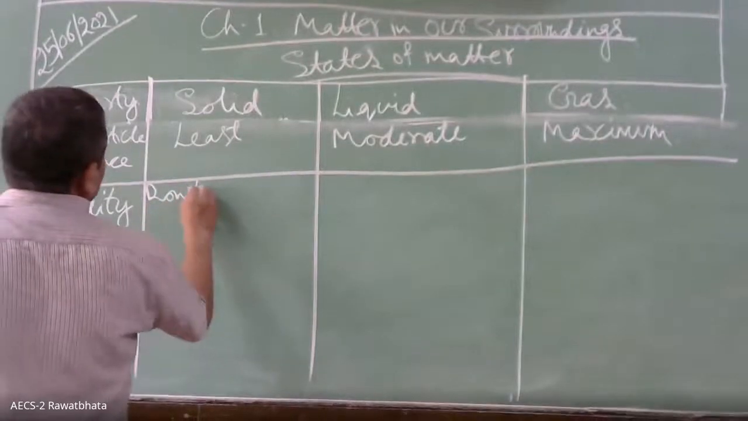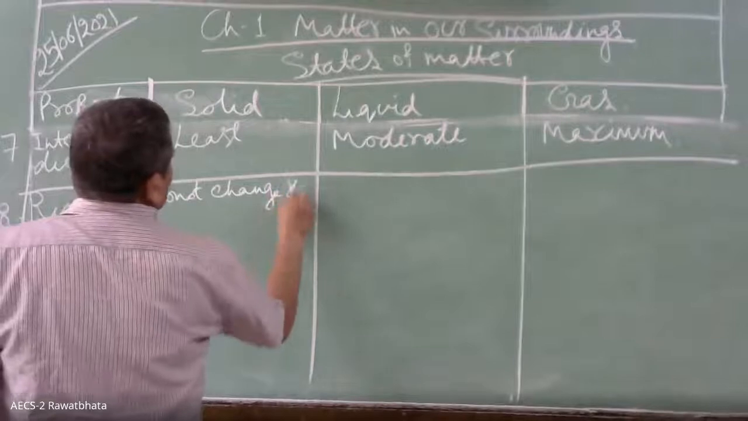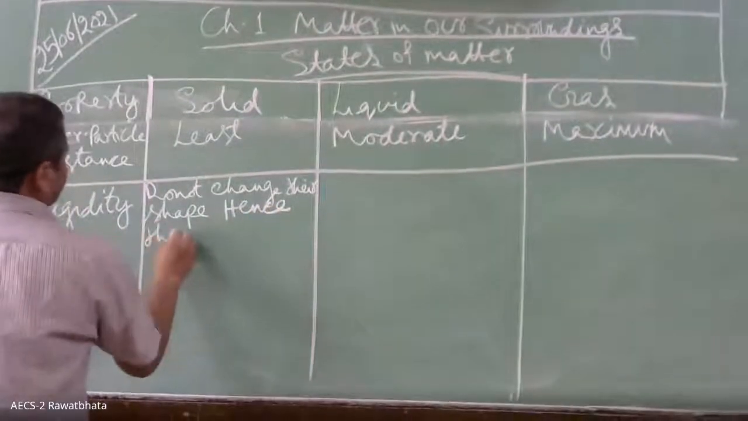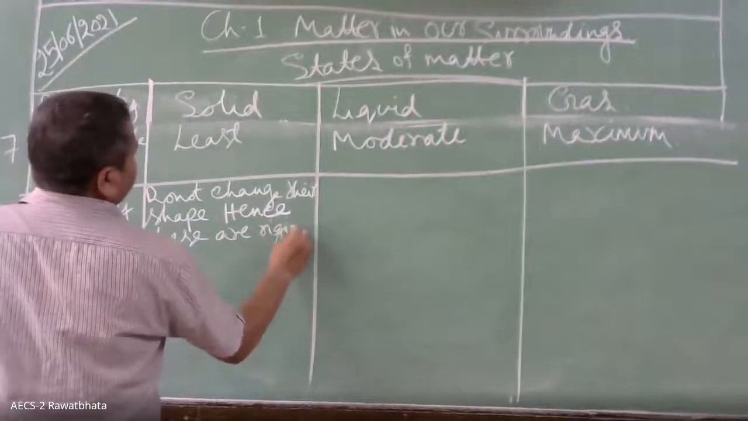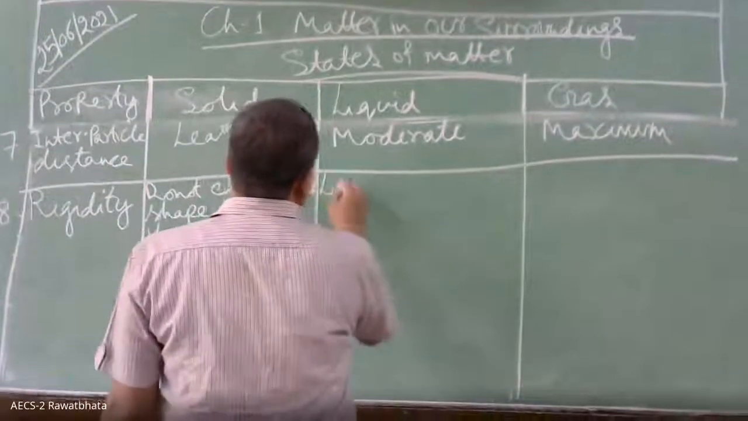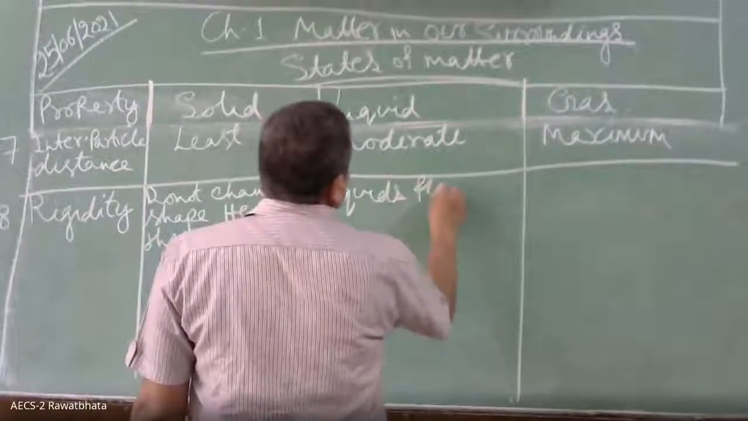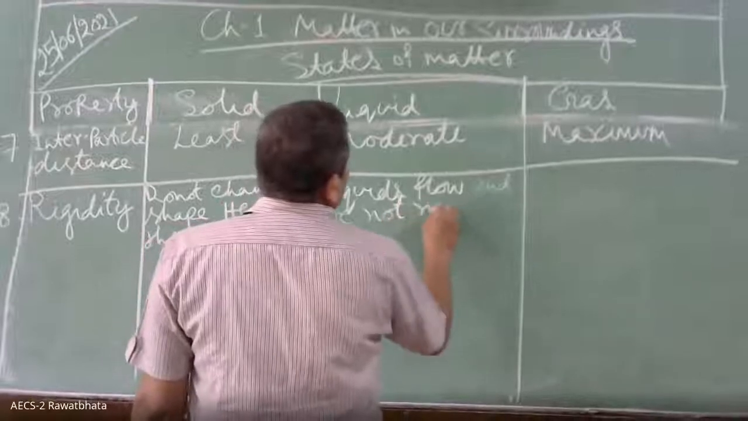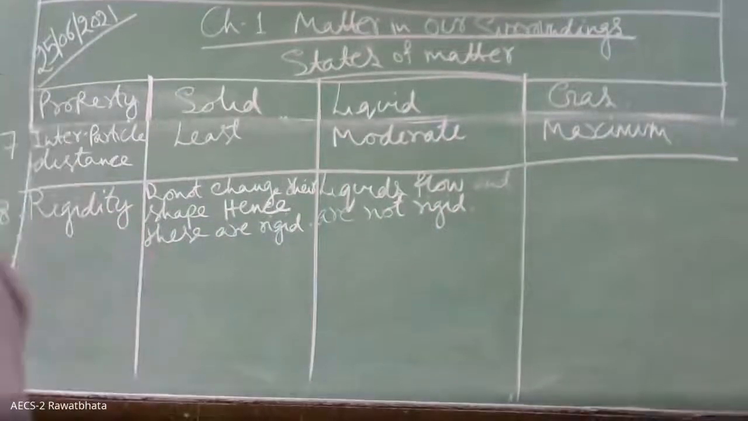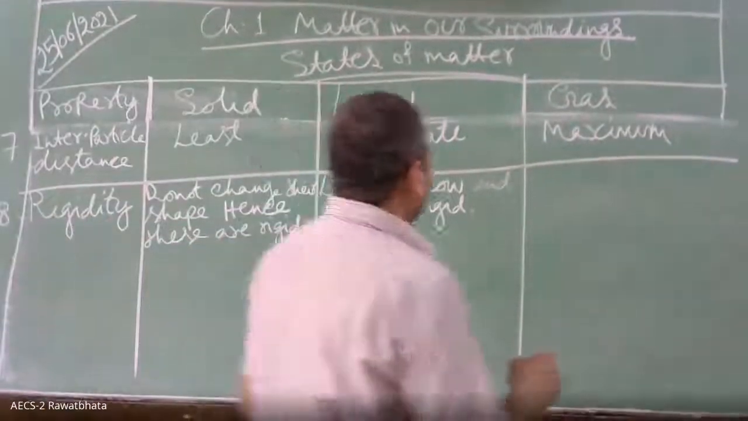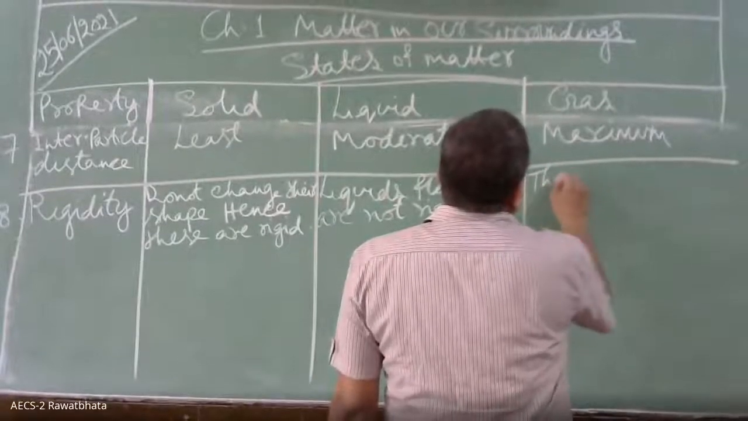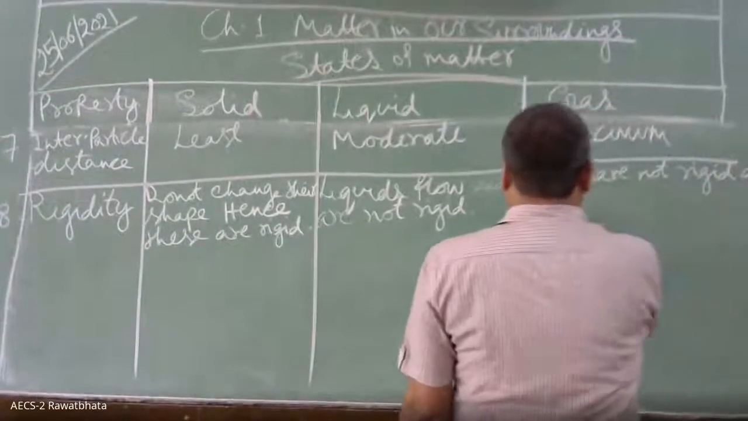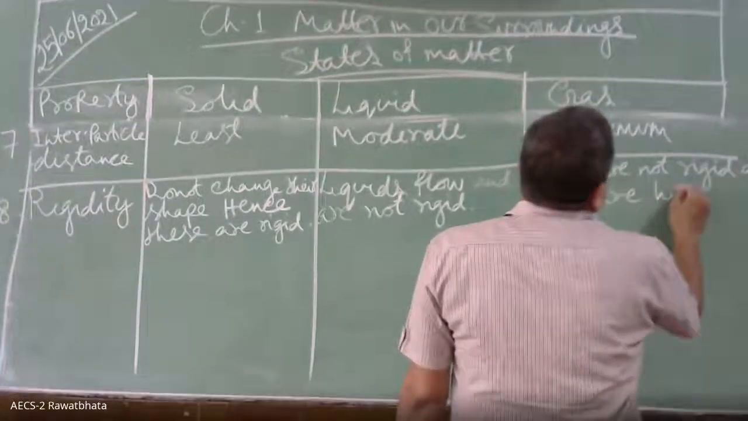Solids do not change their shape. Hence, these are rigid. Liquids flow and are not rigid. Okay? And gases also are not rigid, as they are highly compressible.